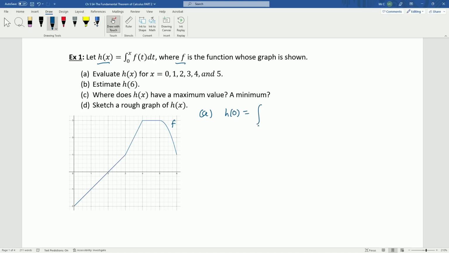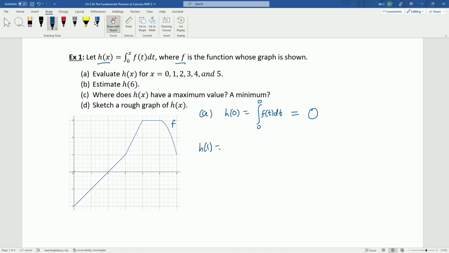Well, that's the integral from 0 to 0 of the function. And it should be clear that if you're taking an integral from 0 to 0, you're not covering any width. And if your width is 0, your area is 0. So this integral is 0. Okay, how about h of 1, I should say. We're still in part A.